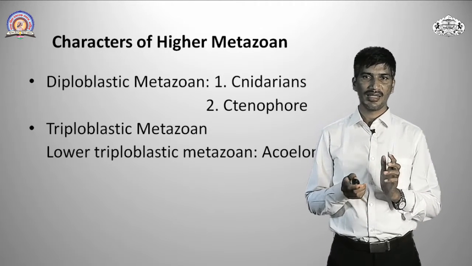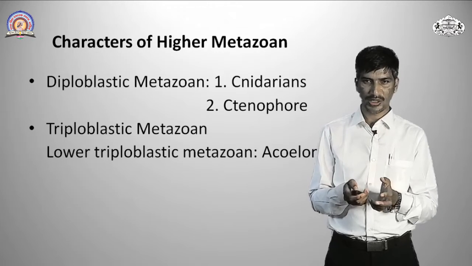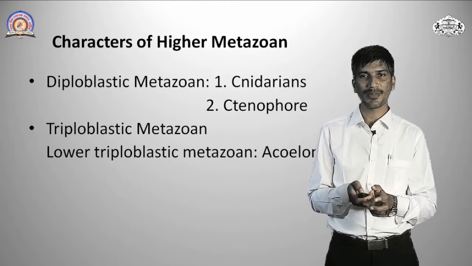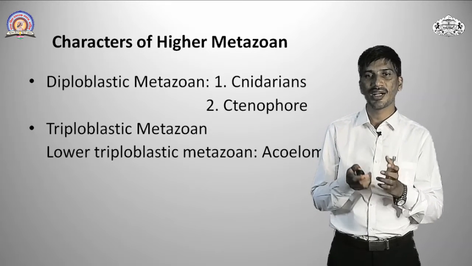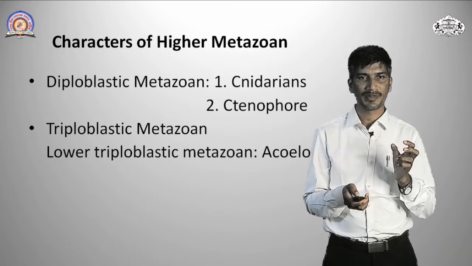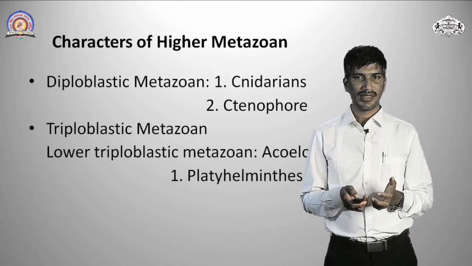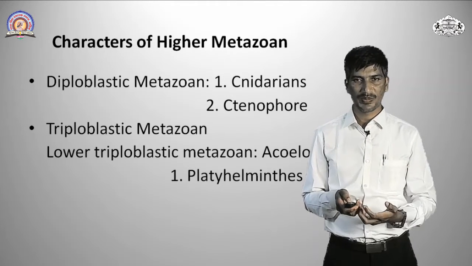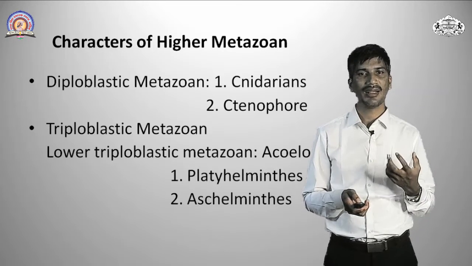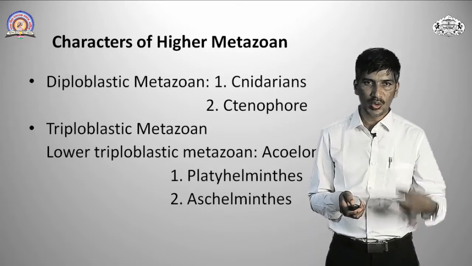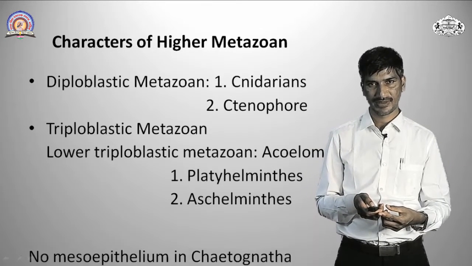Which are the lower triploblastic metazoa? Here are the acoelomate animals. Those animals have only two layers, ectoderm and endoderm, and no coelomic cavity in the structure. This belongs to the category of lower triploblastic metazoan animals. Again, which are the groups? Basically, these are the phylum Platyhelminthes and the phylum Aschelminthes. These two groups belong to the lower triploblastic metazoan animals.